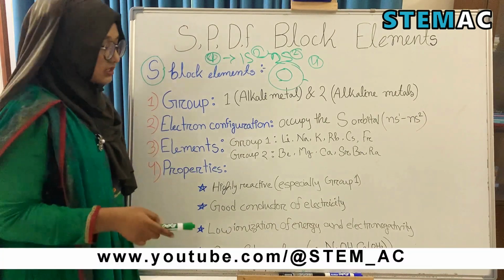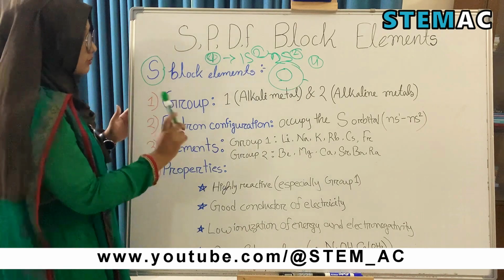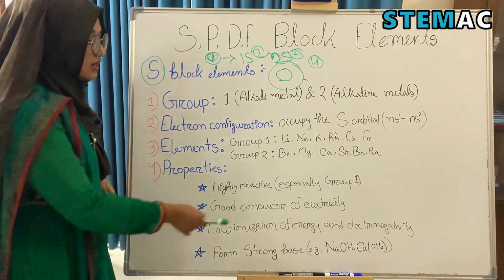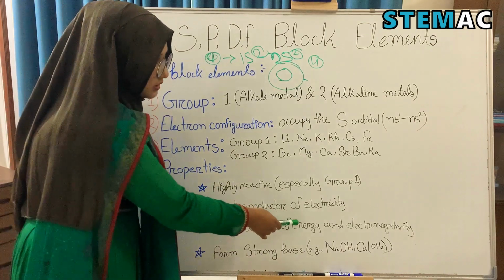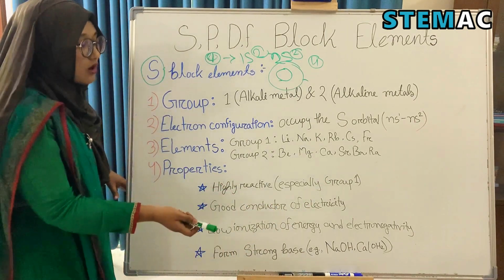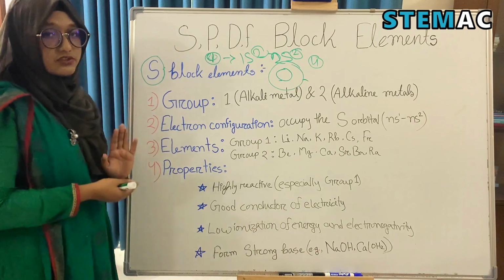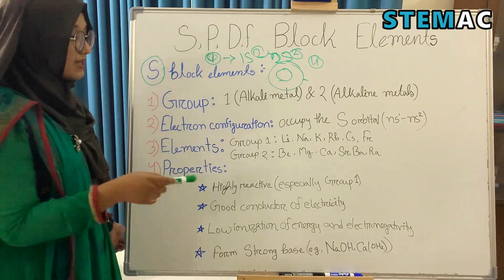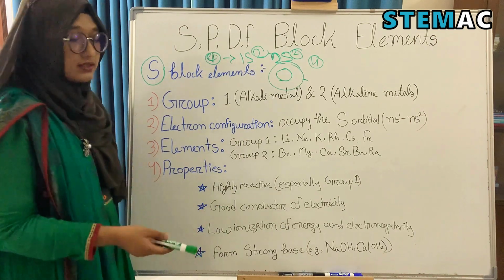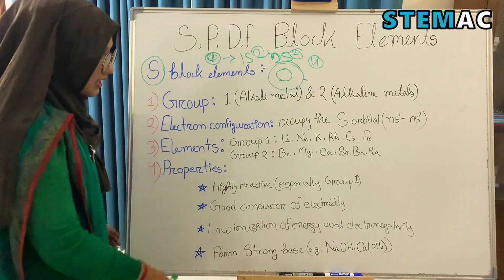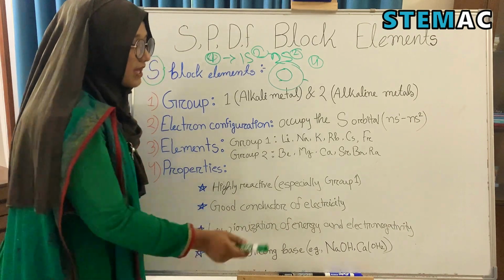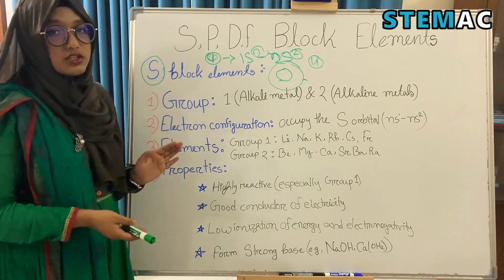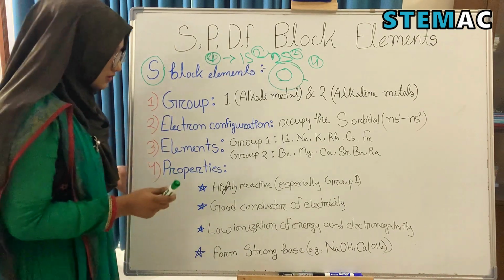We all have personalities. Just imagine S block elements have a personality: they get into other elements so easily because they are highly reactive. And they are good conductors of electricity; they conduct electricity so easily. Between them, those electrons pass by easily, so that's why they are called good conductors of electricity. And they have low ionization energy and electronegativity, and we talk about ionization and electronegativity in the bond class. You can see there.